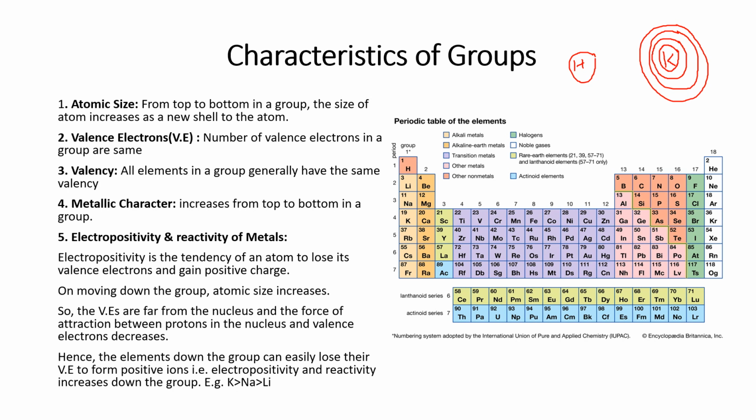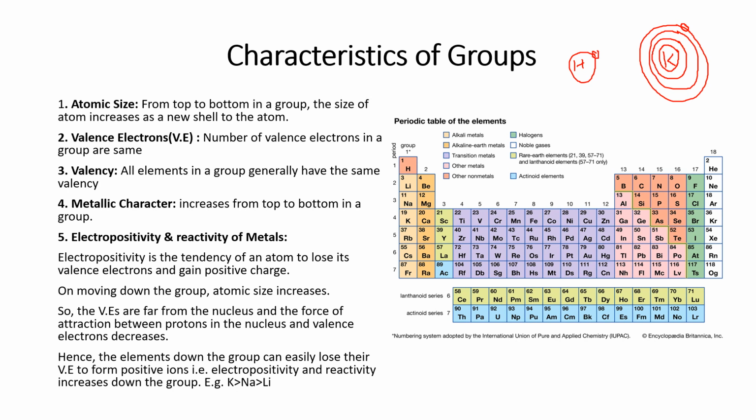Valence electron. The number of valence electrons in a group is the same. Valence electrons means outer shell electrons. Hydrogen has one electron in its outer shell. Lithium has one electron in its outer shell. Sodium has one electron. Potassium has one electron. So the number of valence electrons in a group is the same.